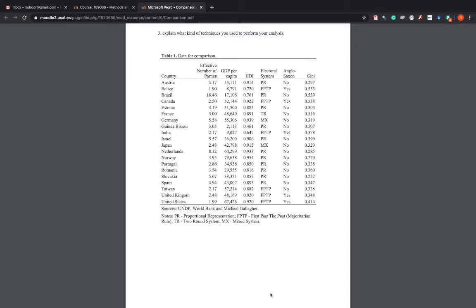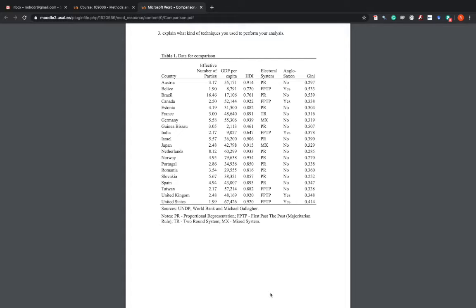Now we have the solution for the comparison exercise. I asked you to compare some data, considering the variation on the effective number of parties, and I asked you to find the suspects. What would be the causes of the variation in the effective number of parties?